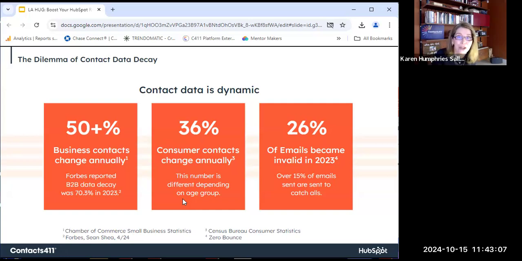And it's true though. On the consumer side, it's about 36%. These are numbers from the Census Bureau. You can see I've put on here where all these numbers are coming from. And Zero Bounce, which is a great place that tracks all kinds of email activity, said in 2023, 26% of emails become invalid. On top of that, over 15% of emails are sent to catch-all emails.